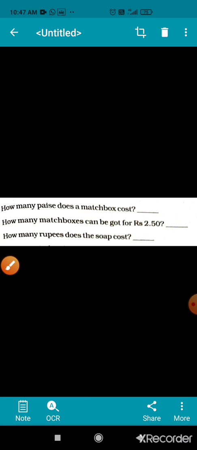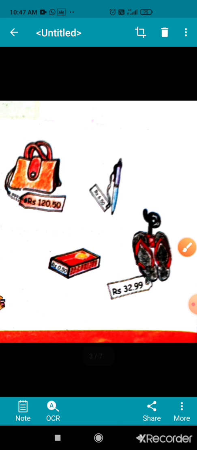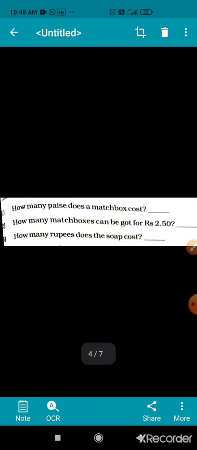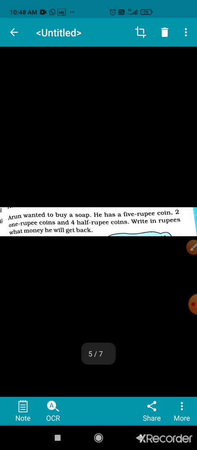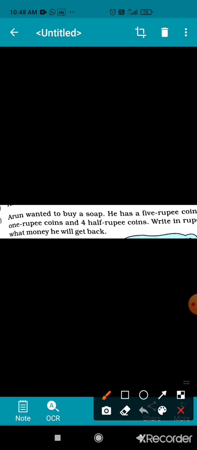And the next question is, how many rupees does the soap cost? Here you can see soap cost is rupees 8.75. So here you can write rupees 8.75. Now children, here some more questions. Arun wanted to buy a soap. As you know the price of soap. What is the price of soap? Rupees 8 and 75 paisa. Arun wanted to buy a soap.